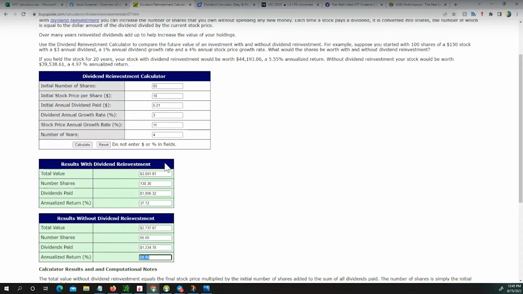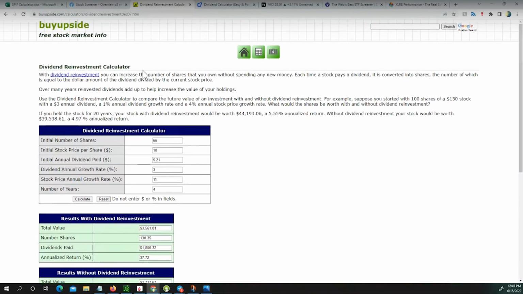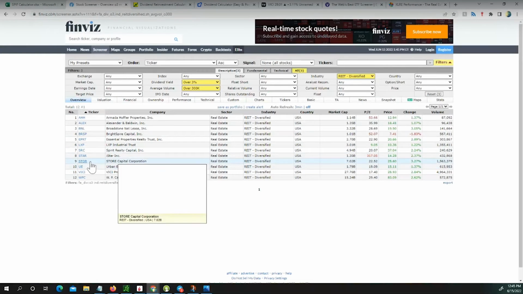And then we can do that for the other stock, which is a store REIT. But I would think it's more or less the same.